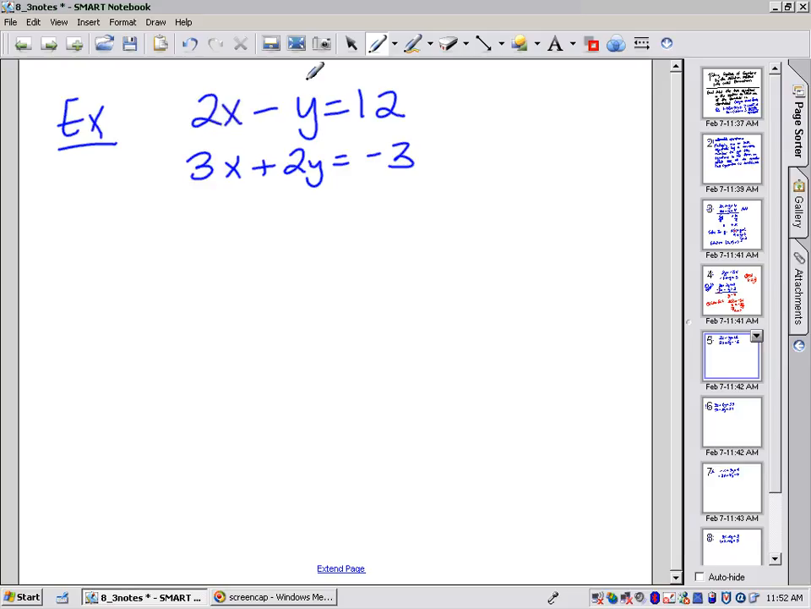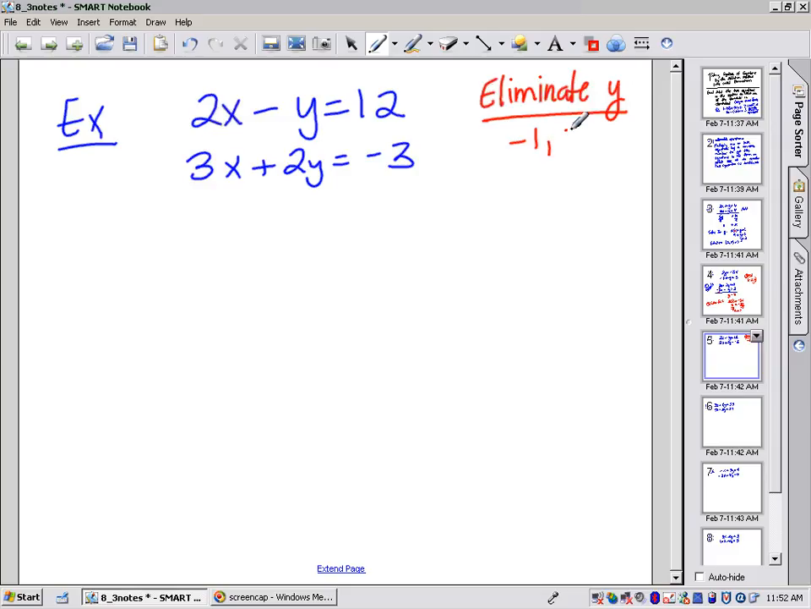2x and 3x, and 1 and 2. Neither one of those pairs of coefficients are opposites. So we have to multiply one or both of the equations by some number, depending on which variable we want to eliminate. So let's say that we want to eliminate the y. And you could choose to eliminate x. It doesn't really matter. But what we have to do is examine the coefficients.